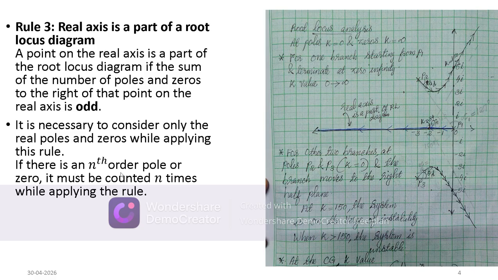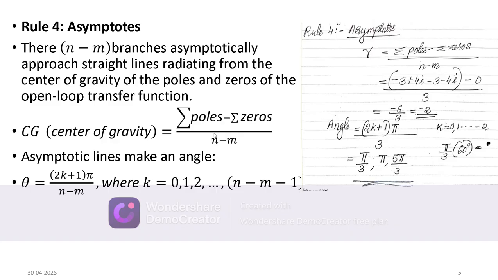Another thing is, if there is an nth order pole or zero, it must be counted n times while applying this rule. Suppose you are having a square in the denominator. That means s equal to 0, s equal to 0. S is having two values. So at that time, that should be counted 2 times. That is the meaning. Okay, so after marking, this part is a part of a locus diagram.